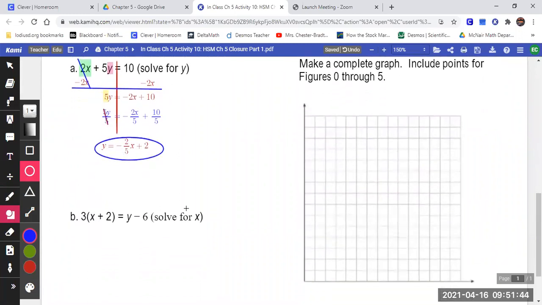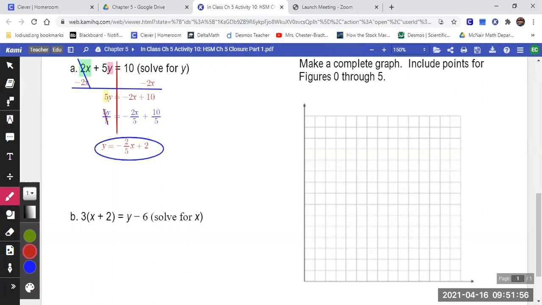Okay. This one says solve for x. Process is the same, right? Sort of. What do we notice we have to do first? What do we notice we need to do first before we can start getting the x all by itself? Distributive property, exactly. Let's go get this distributive property done.